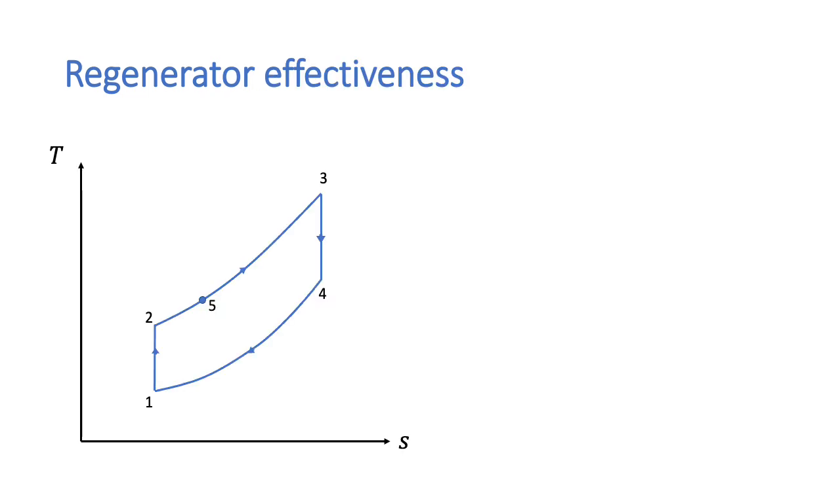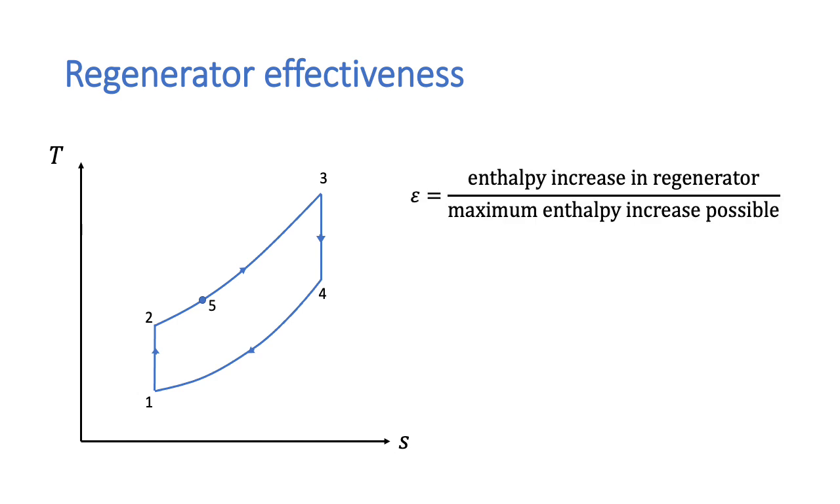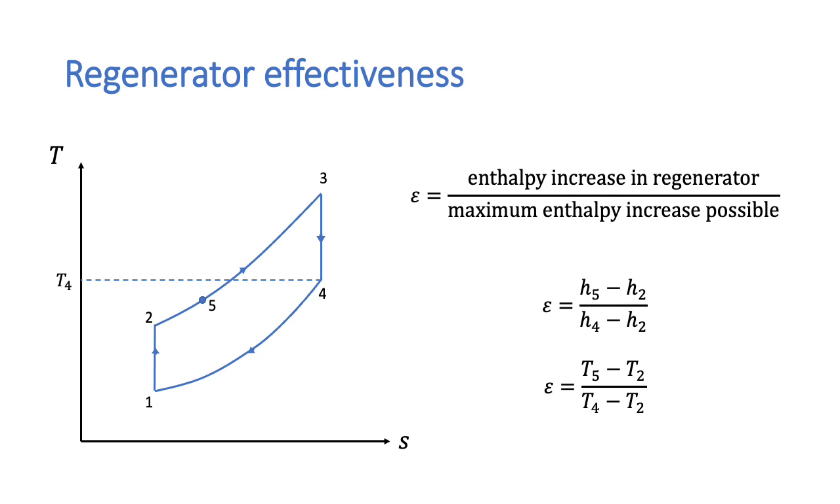The performance of a regenerator can be described by its effectiveness. This is defined as the enthalpy increase in the regenerator, divided by the maximum enthalpy increase possible. The highest temperature that can be reached in the regenerator is T4, which is the temperature of the exhaust gases leaving the turbine. We therefore define the effectiveness as being H5 minus H2 divided by H4 minus H2. This, if we assume constant specific heat, equals T5 minus T2 divided by T4 minus T2.